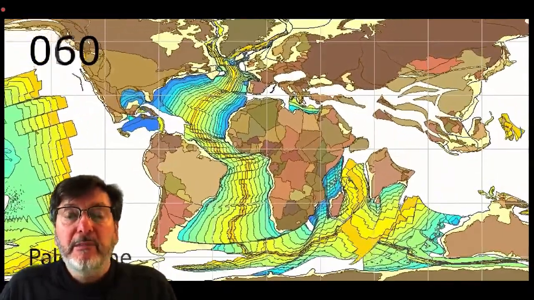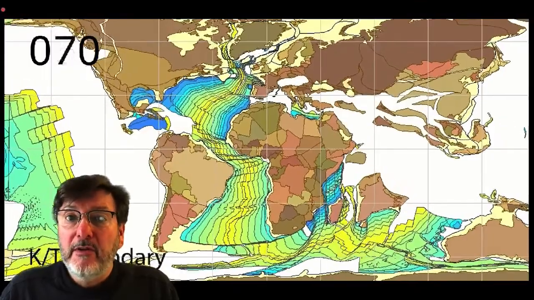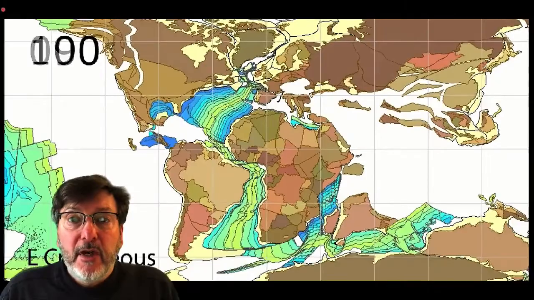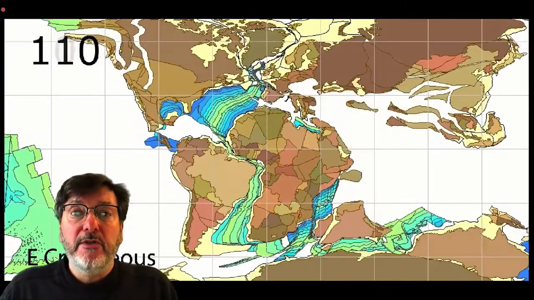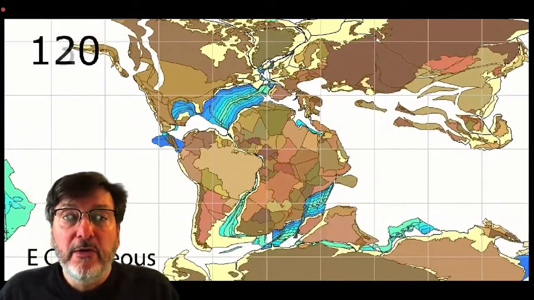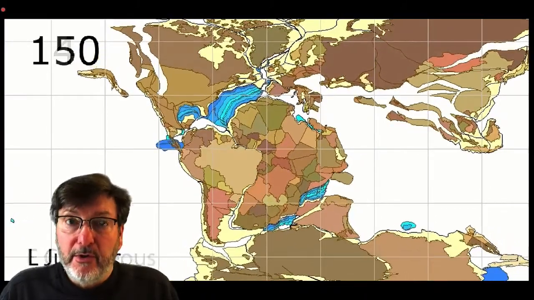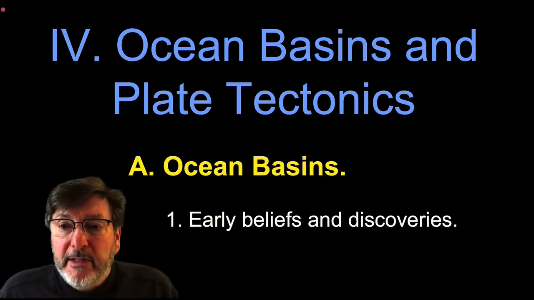And today's topic is the second part of ocean basins. It's a very interesting topic because it deals with the composition of the crust and the formation of the ocean basins, and tells us a lot about how the Earth works. So let's get going: ocean basins and plate tectonics.